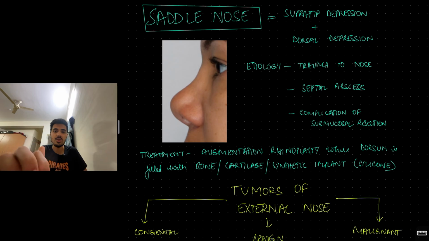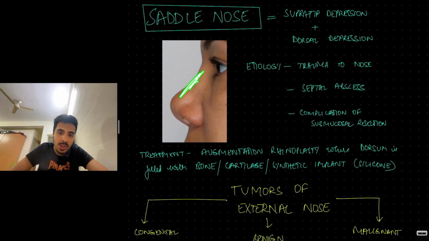First is saddle nose. Basically, what is a saddle? What they keep on the horseback to sit on, right? So this is like a saddle. So saddle nose, what is the reason for saddle nose? Because of depression of the dorsum. This is the dorsum of the nose, it gets depressed. And there's also supratip depression. See, this is the tip of the nose. Now, above the tip of the nose, you have the supratip area. That also gets depressed. And the dorsum also gets depressed. That is the reason for saddle nose.